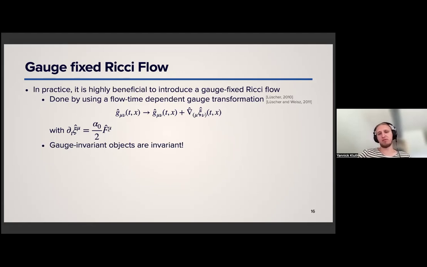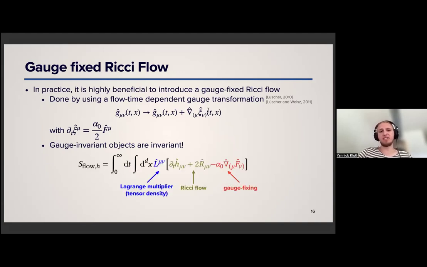One reason why this gauge fixing is useful is that gauge invariant objects, in particular the correlators that I want to calculate, are invariant under this gauge fixing. That's simply because the only reason why this is a gauge fixing is that it's a t-dependent gauge transformation. But anything that's not depending on a derivative of the flow time is just invariant if it's a diffeomorphism invariant object. And therefore, the correlators that we're interested in are also by construction invariant under this.